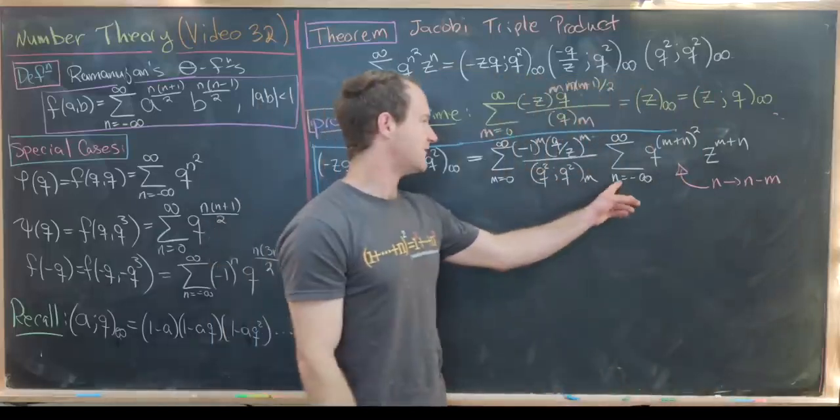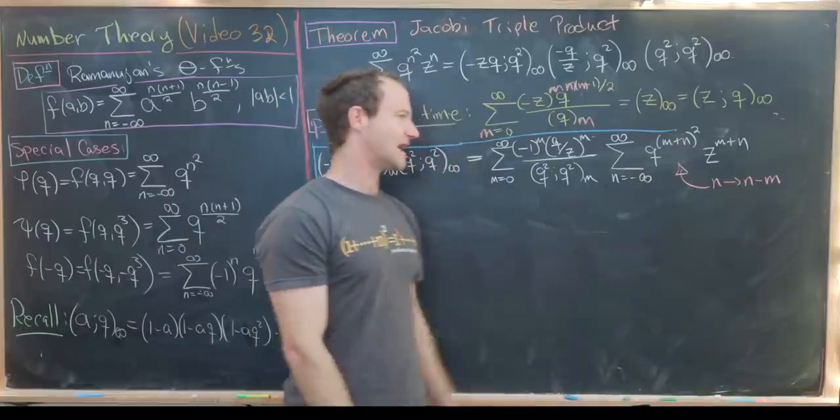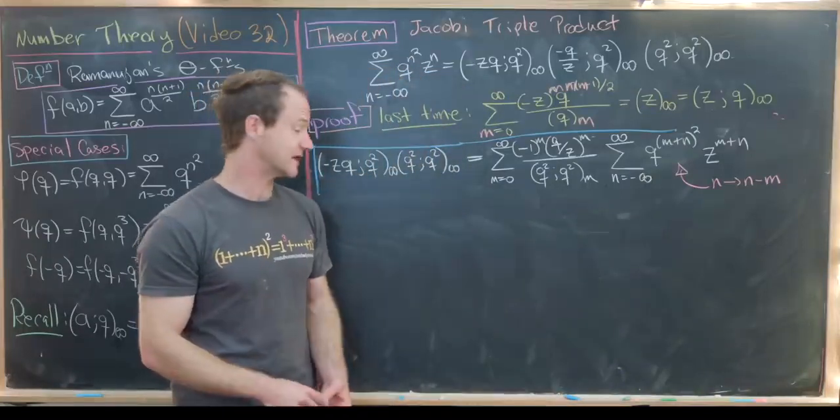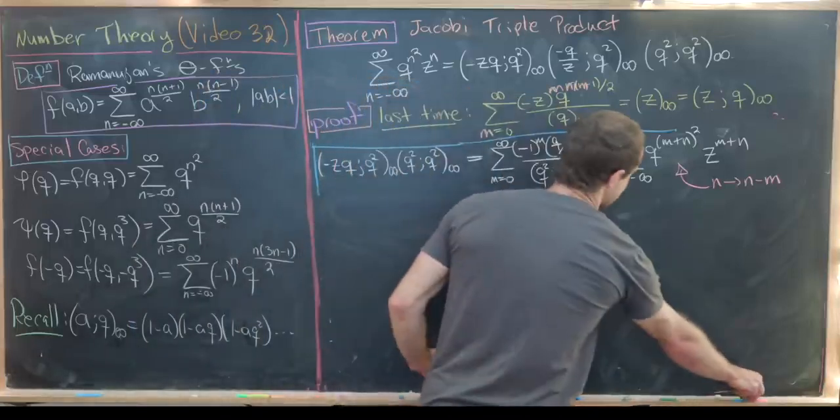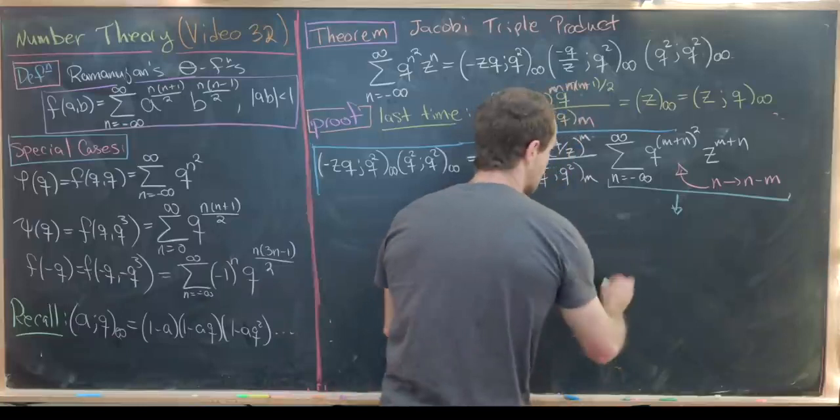But if n goes from minus infinity to infinity, then that means n minus m also goes from minus infinity to infinity. So that's not really going to change anything. So that's going to allow us to bring this thing down, and it will look like this.